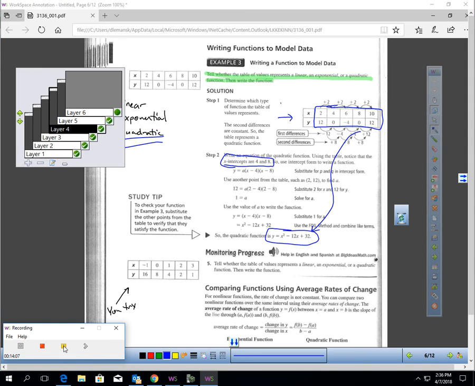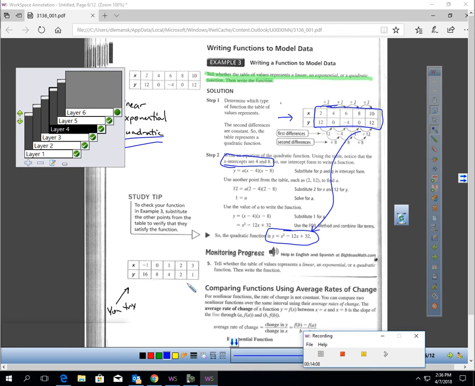Why don't you try real quick, take this table, pause the video. I want to know if this table is linear, exponential, quadratic, and then I want you to write a rule for the table. And I'm back. I hope you figured out the table's exponential and that the rule would be y equals 8 times half raised to the x power. If you're not sure about that, make sure you ask in class.